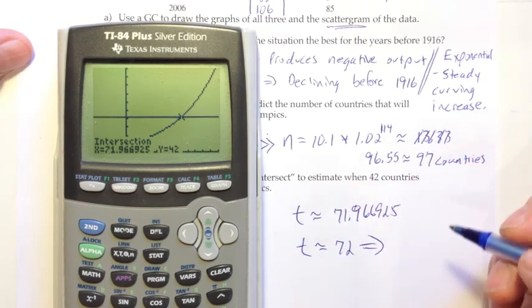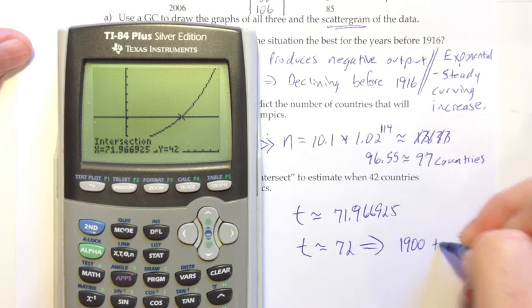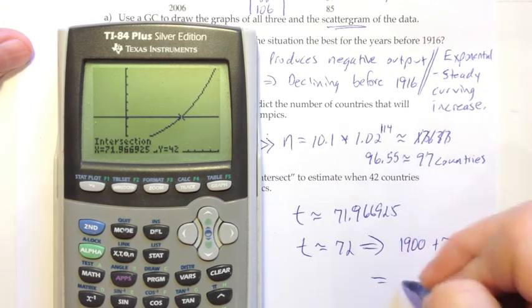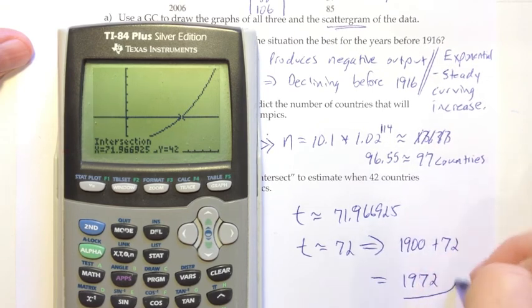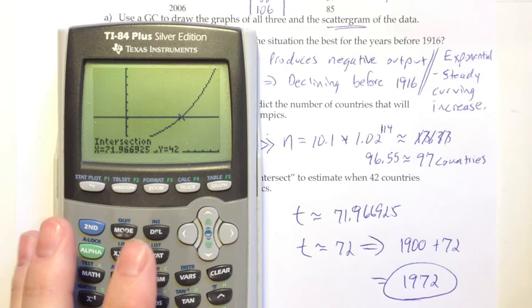And then since that's the number of years since 1900, I would say 1900 plus 72 and get 1972 for the year. So I would estimate that 1972 would be the year where we had 42 countries participating in the Winter Olympics. Alright, there's a lot to that one.